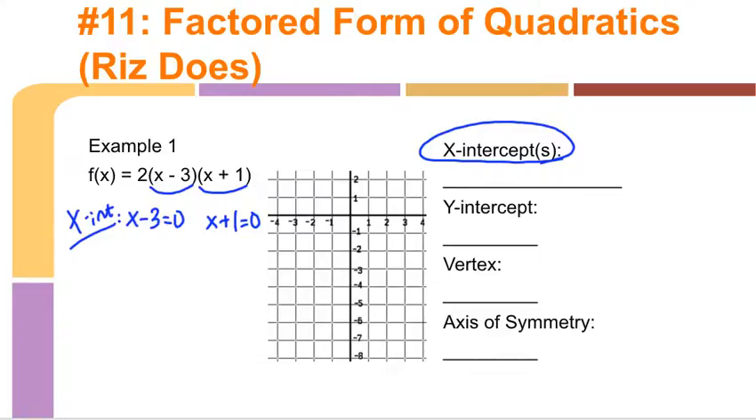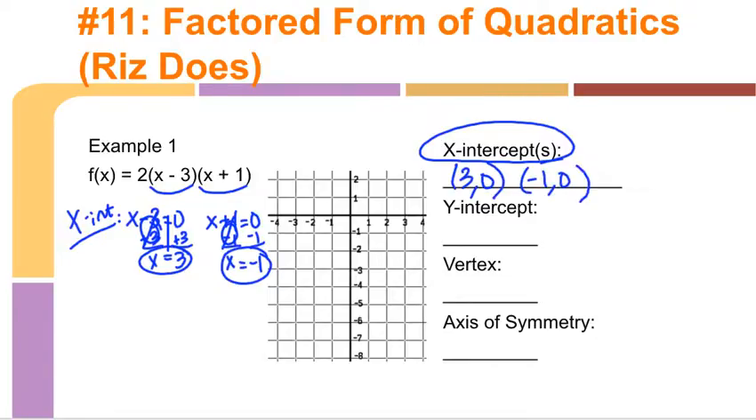Now both of these are going to be one-step equations. So that means I just add 3. So in this case, x is equal to 3. And then for my other factor, I subtract 1. It means x is going to equal negative 1. Oh, so I just figured out my two x-intercepts. One of my x-intercepts is going to be at (3, 0), and one is going to be at (negative 1, 0). So here's (3, 0), and here's (negative 1, 0). Great, so I just figured out my x-intercepts.